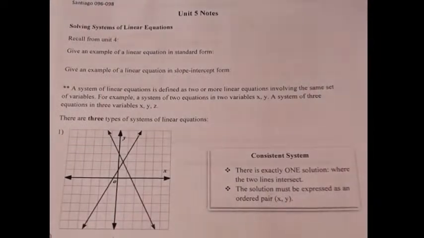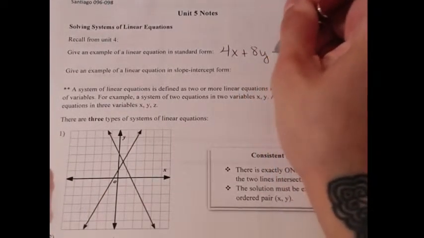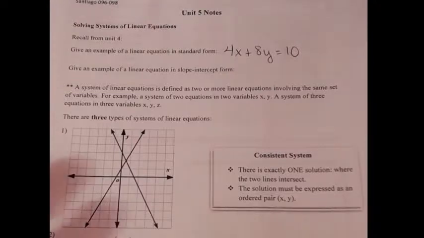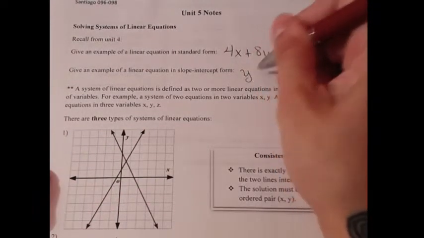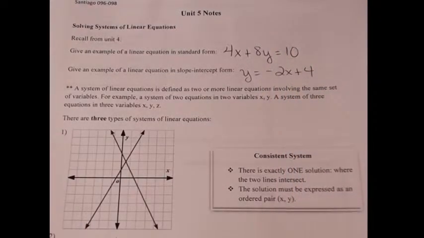Recall from Unit 4, give an example of a linear equation in standard form. So Doc, you started us off by saying 4x plus 8y is equal to 10. That is an example of an equation in standard form, and that's perfect. Ryan, you gave us an example in slope-intercept form: y is equal to negative 2x plus 4, which is fantastic. I wanted to make sure that we incorporated at least one negative somewhere in our setup, so this is perfect.